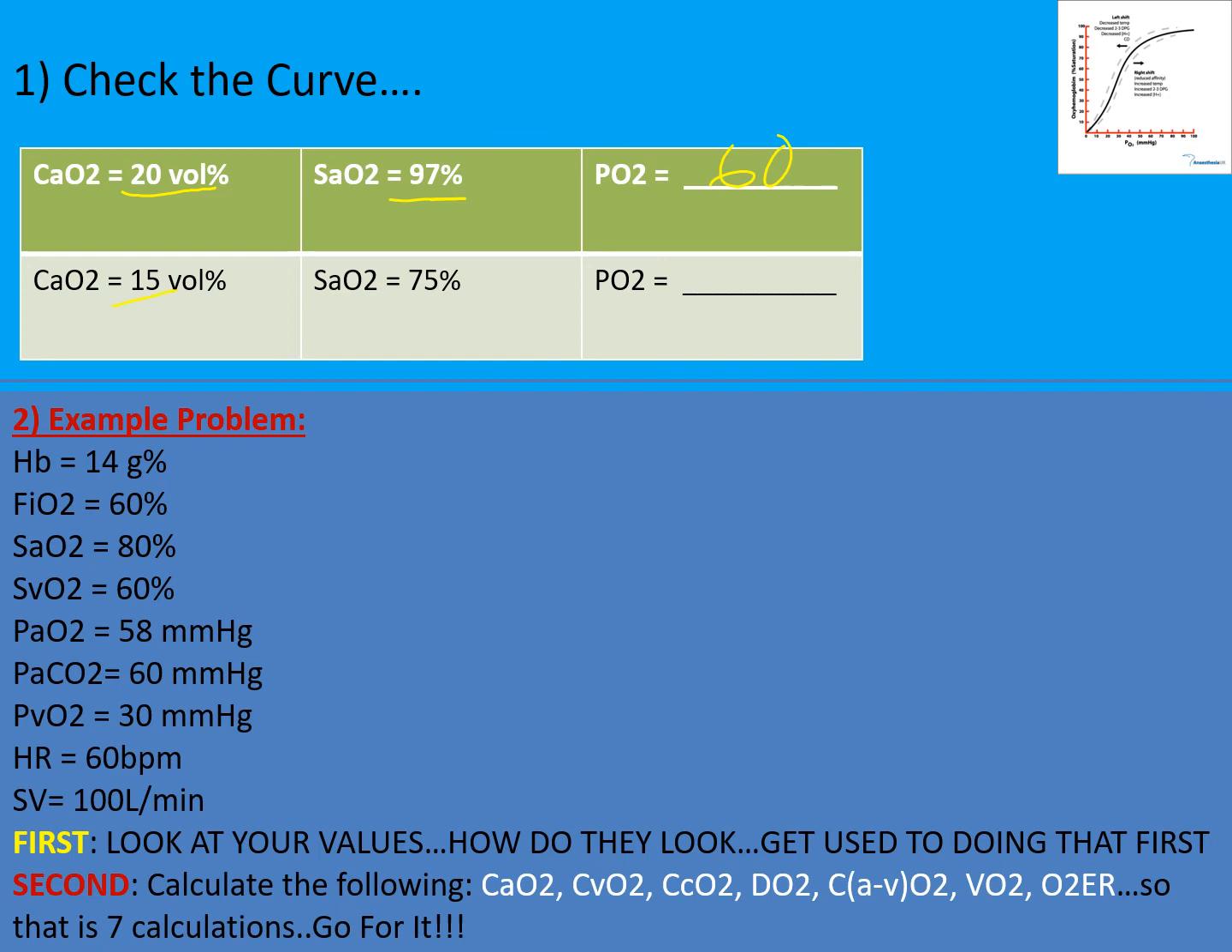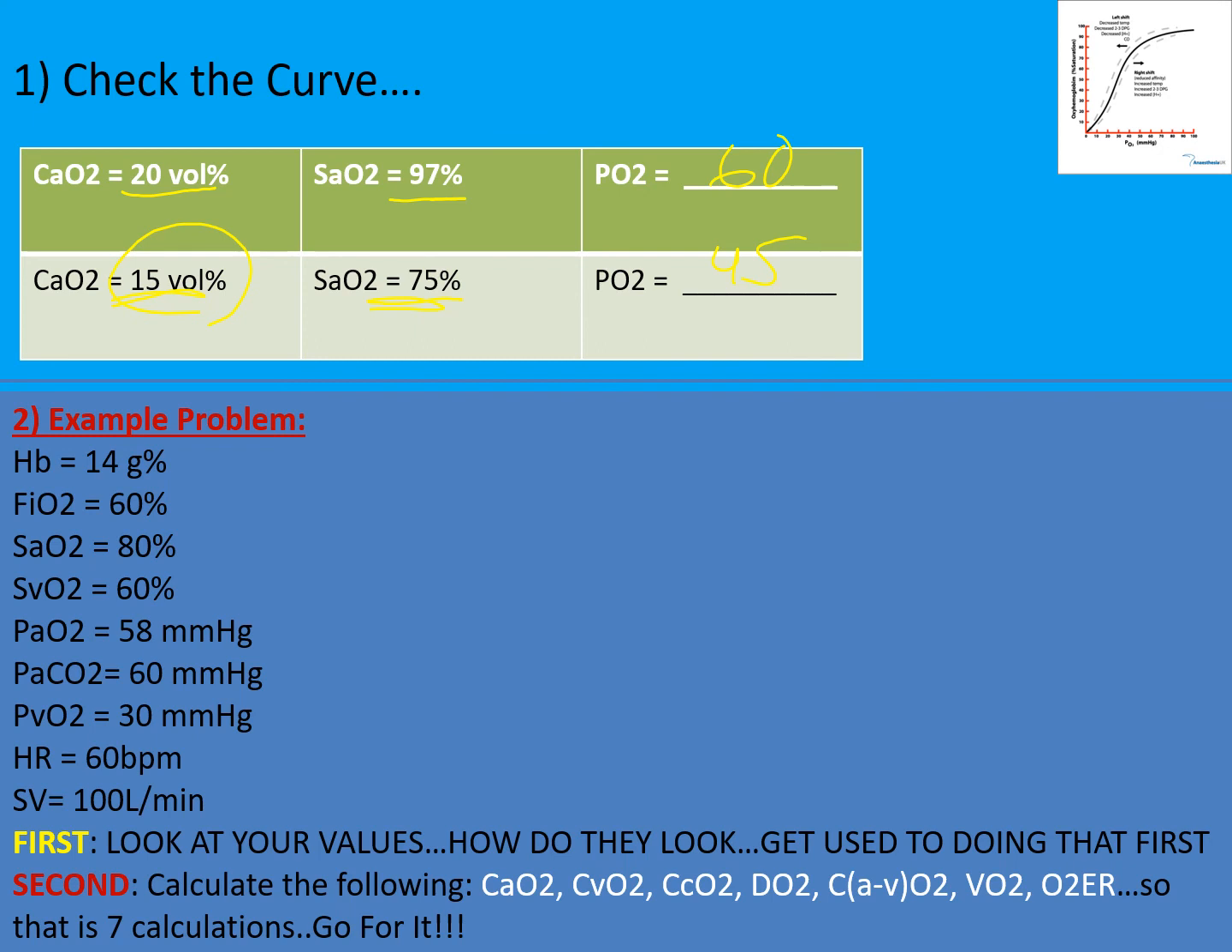But let's say our CO2 is only 15 volumes percent. Our saturation is only 70%. Our PO2 is probably in the 45-ish range, right? If we have a normal curve. So when we're looking at this, understand that when we have these low pressures and low saturations, our ability to carry oxygen as far as volumes percent will also be decreased as well. So this is all just putting it together.